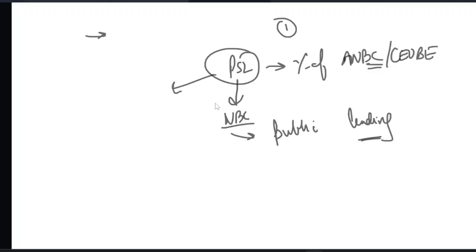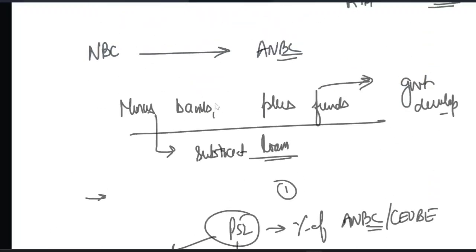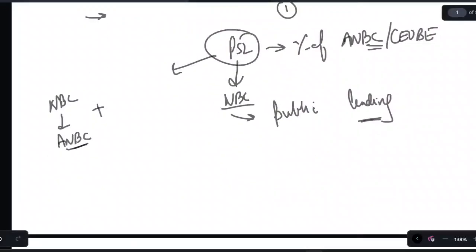And I told you that from NBC to ANBC, we need to add outstanding deposits made in eligible funds like RIDF, NHB, CDB, and Mudra. Right. So just remember this hack: minus bank plus fund. Okay, I hope that is crystal clear.